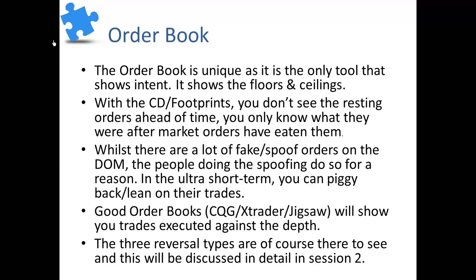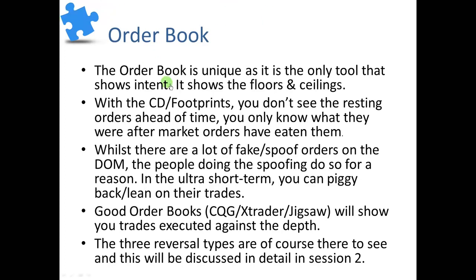The cumulative delta doesn't display the floors and ceilings, but it's merely implied how thick a market was by that price delta relationship. If the delta moves up and price doesn't move up, you know that the ceiling was thick. You know that there was more liquidity eaten on the way up. Now, decent order books like Xtrader, CQG, and of course Jigsaw will show you the trades that executed. Any DOM that doesn't give you a good view of actual trade execution might be a good order entry tool, but you won't find it a good order flow tool.